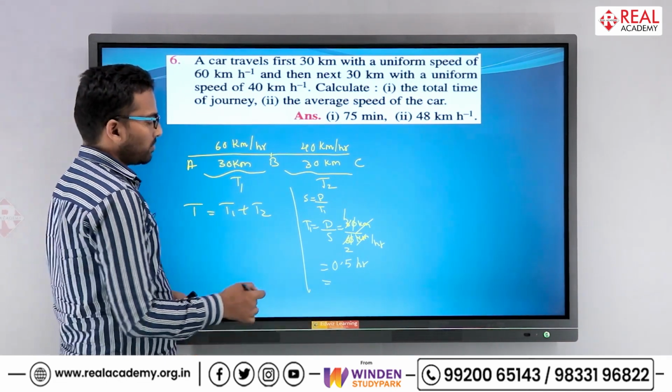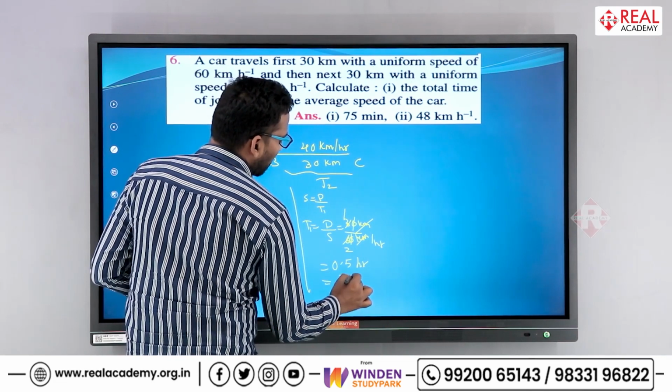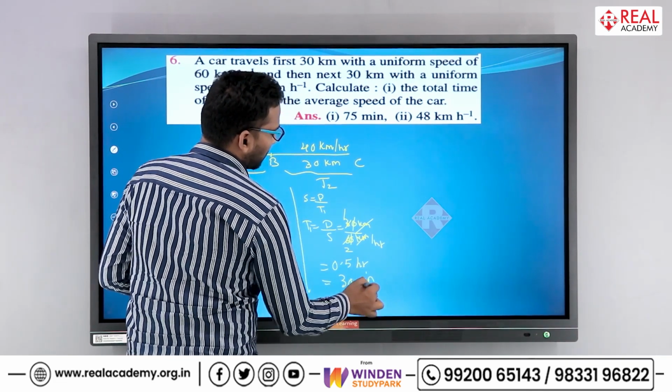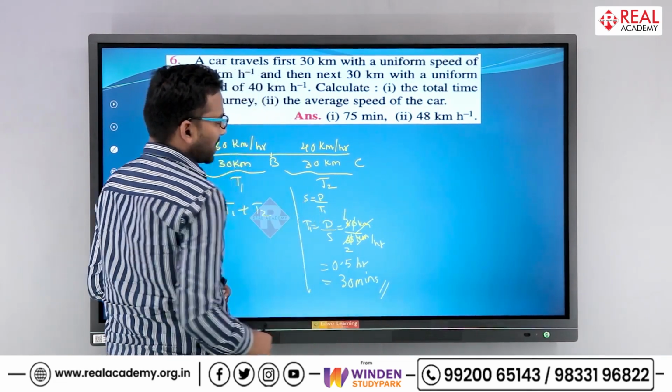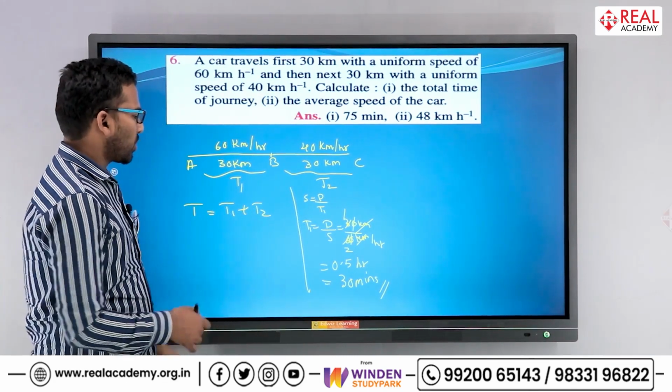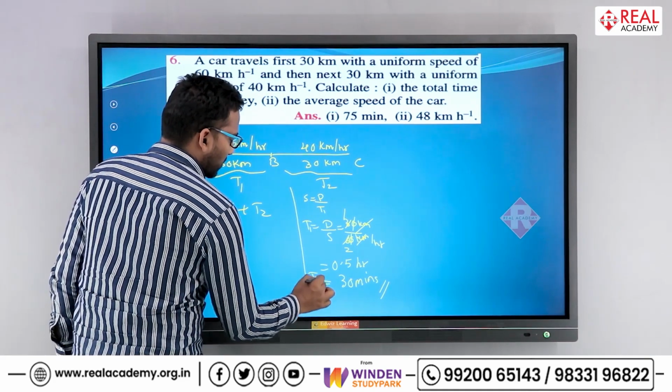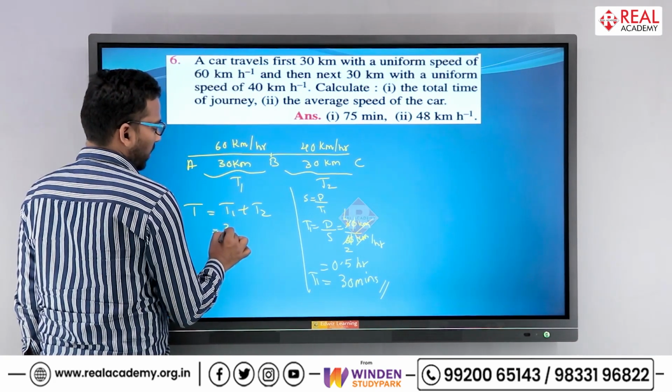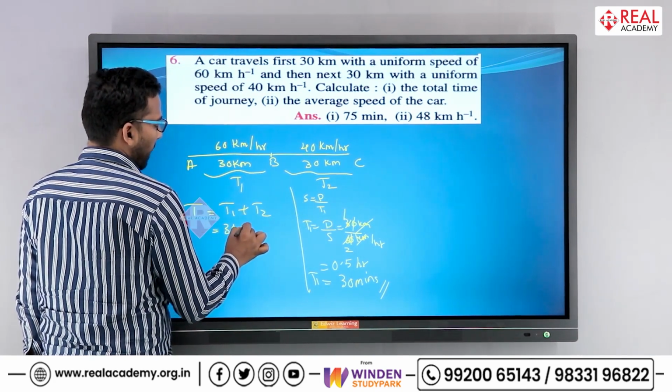आधा घंटा is how many minutes? It's 30 minutes, right? 1 hour is 60 minutes. So half an hour is 30 minutes. So T1 you will get as 30 minutes.